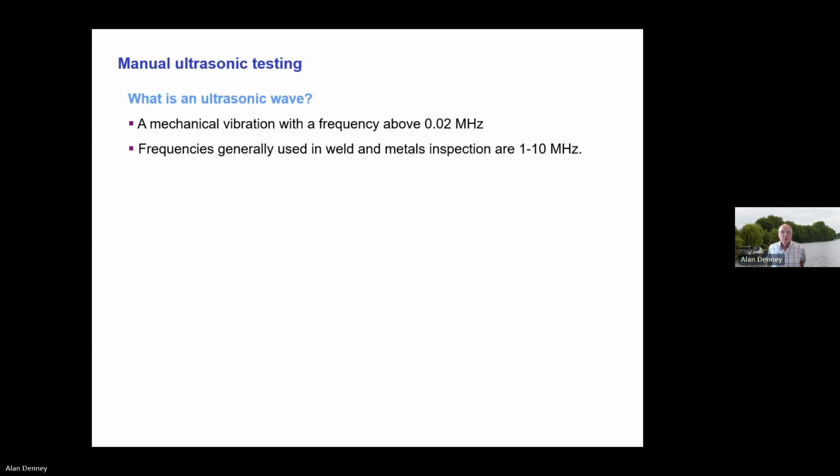So what is an ultrasonic wave? Well, it's a mechanical vibration with a frequency above 0.02 megahertz. The frequencies generally used in weld and metals inspection are 1 to 10 megahertz. Traditional UT is about 3 to 4 megahertz generally.